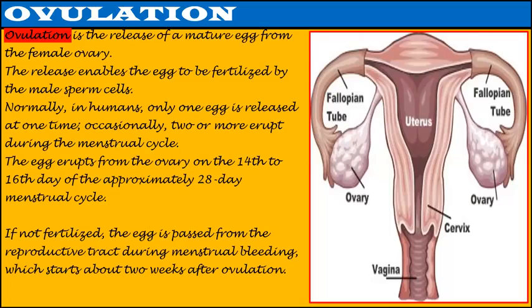Normally, in humans, only one egg is released at one time. In females, occasionally two or more erupt during the menstrual cycle. The egg erupts from the ovary on the 14th to 16th day of the approximately 28-day menstrual cycle. If not fertilized, the egg is passed from the reproductive tract during menstrual bleeding, which starts about 2 weeks after ovulation.